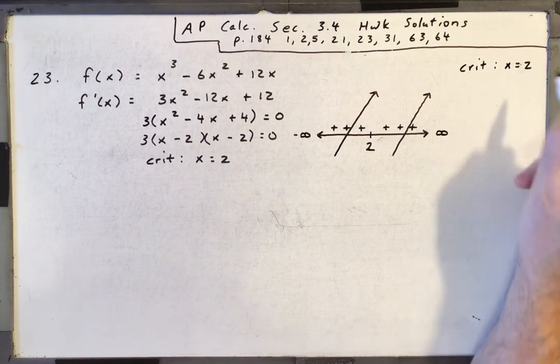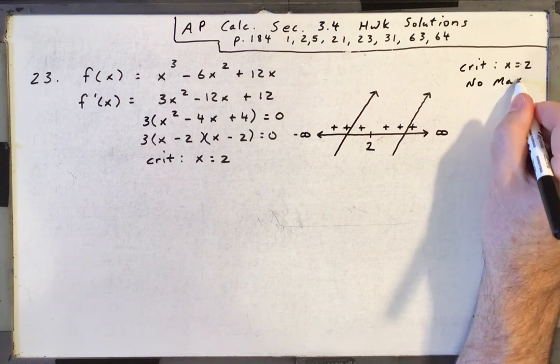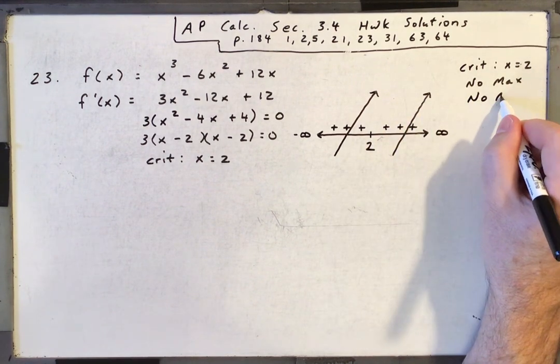So our critical point is x equals 2. We have no max, because those arrows don't come together, do they? And we don't have a minimum.